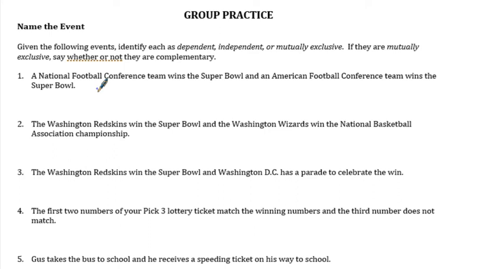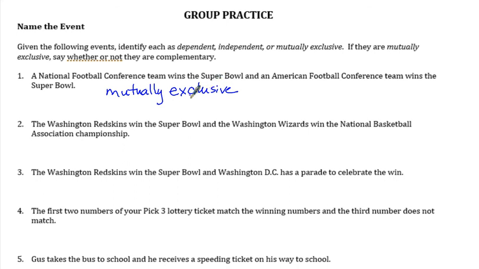Hopefully you said they're mutually exclusive, right? You can't possibly have an AFC team and an NFC team win the Super Bowl. It's either one or the other, right? So that's mutually exclusive because they can't happen together. Those are mutually exclusive events. It's either one or the other, right? The Super Bowl is an AFC team versus an NFC team.